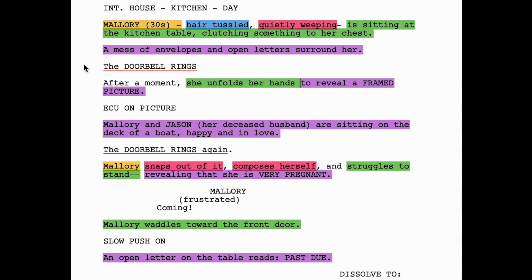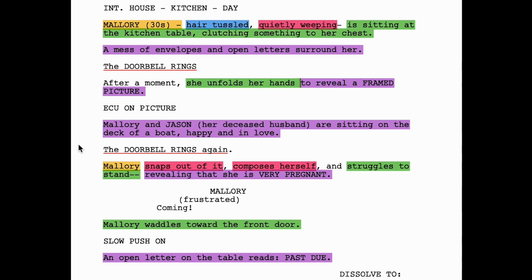And then a mess of envelopes and open letters surround her. That's narration. The doorbell rings. That is objective action, right? Something that's happening in the scene. After a moment, she unfolds her hands to reveal a framed picture, right? So she unfolds her hands. This is subjective action and then narration.